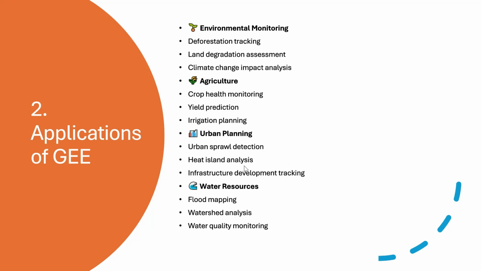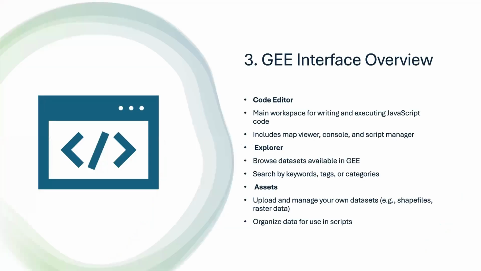Then there is water resources mapping. This involves flood mapping, watershed analysis, and water quality monitoring. So this is just using satellite imagery and other data sets to monitor how our water resources across the globe are performing. This can be a turbidity test for water to measure how clear and how clean the water is from satellite imagery, or even from data that we have loaded in as a reference.